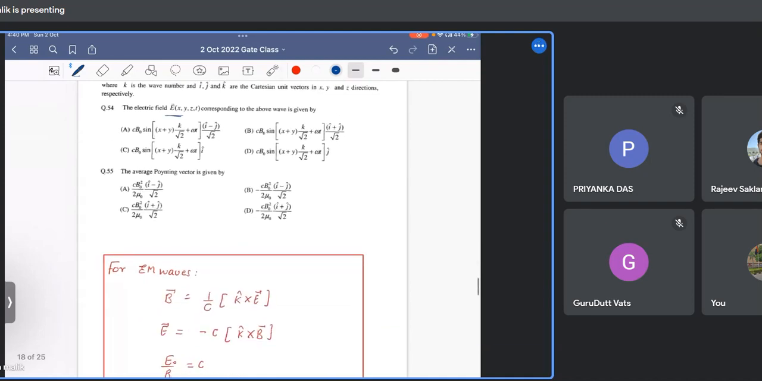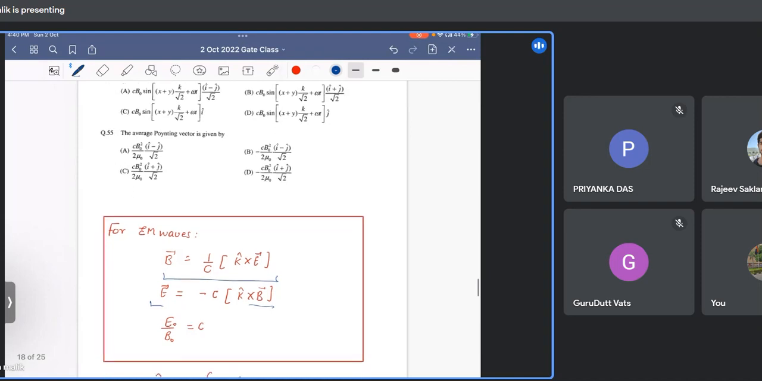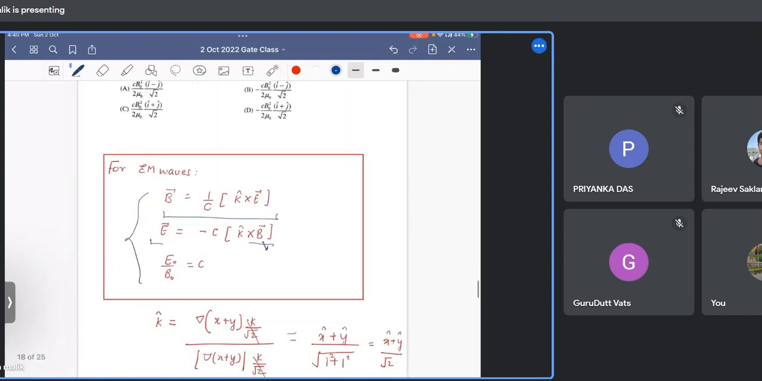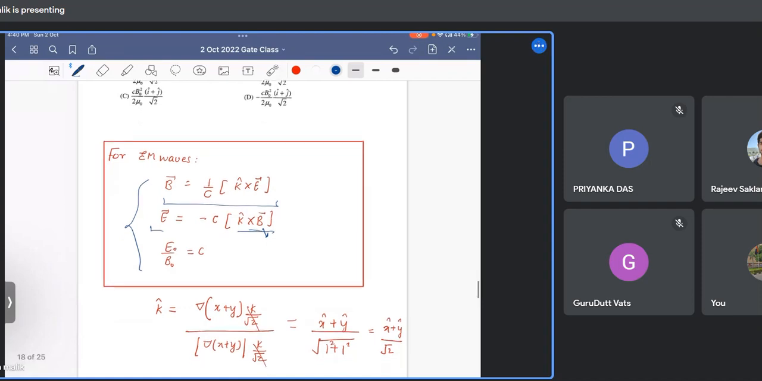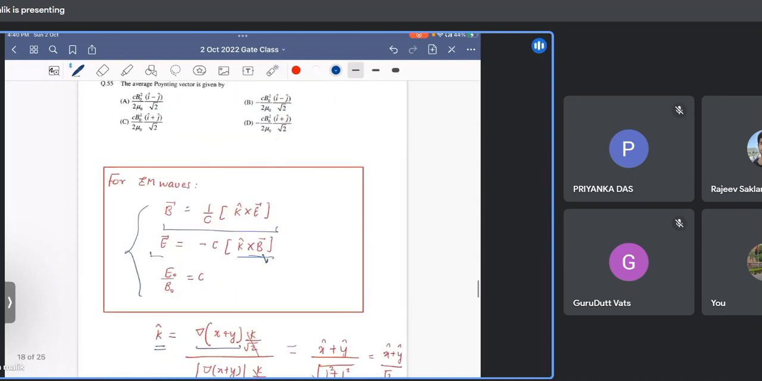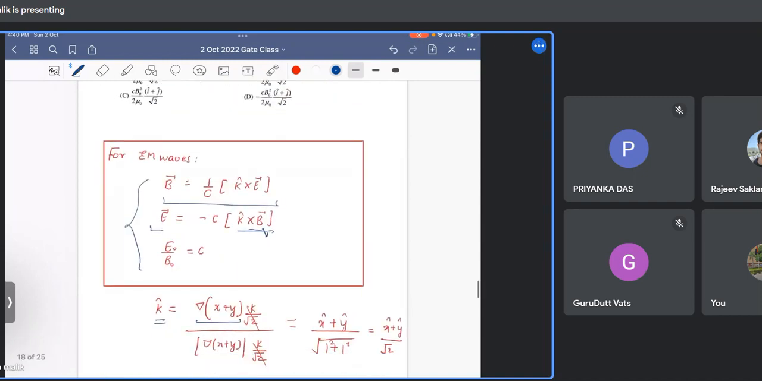So for the EM wave, as B is related to E, E is also related to B by this relation, which is given by minus c k cap cross B, and this relation E naught by B naught, they are all valid in free space. So we have to calculate electric field from the knowledge of magnetic field. So we can calculate k cap cross B vector, and the k cap is given by taking the gradient of this vector inside, with k vector, which is x plus y root 2. Take the gradient of it and divide by its magnitude. So basically you are left with x cap plus y cap root 2.